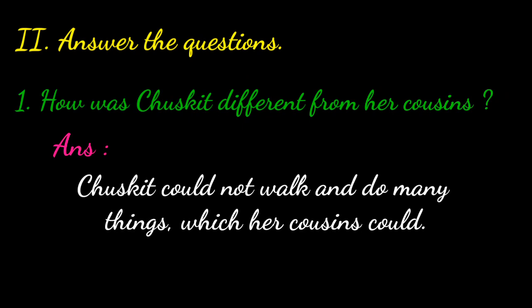First question, how was Chuskit different from her cousins? The answer is, Chuskit could not walk and do many things which her cousins could.